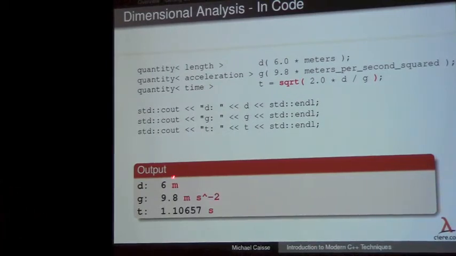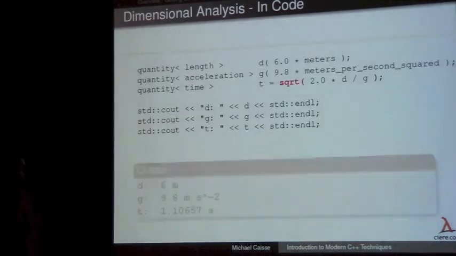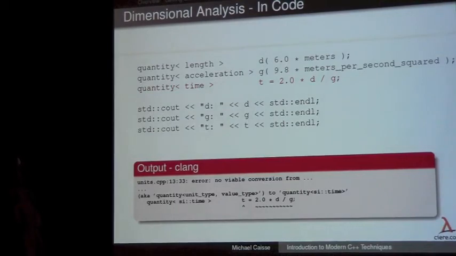All right, this is cool. This is really neat. So we want to do this with no runtime execution cost, and we want errors reported at compile time. Right? That's what we desire. And I want readable errors reported at compile time. Hey, that wasn't so bad. That's not what I did. Well, this is plain, and this is what you'll get.